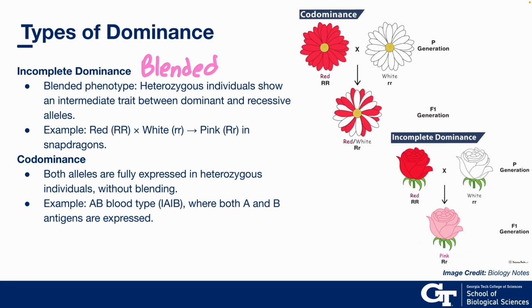In codominance, that's when both are expressed. They're codominant. They come across together. We have a red flower and a white flower, and that makes a red and white flower. Hopefully that idea is pretty simple.